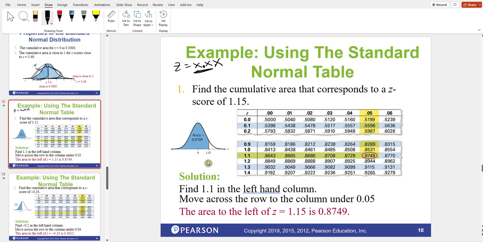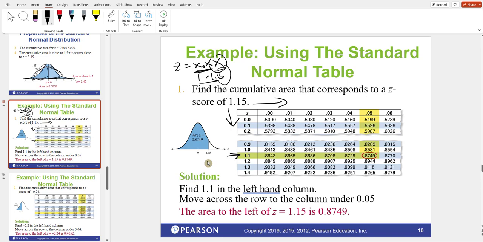Okay, so you look for the first 2 numbers going down, and then you look for the last number going across. So the z will always be x point xx, right? In this case, it's 1.15. The first 2 numbers we're going to look for going down, that's 1.1, here in yellow. And then the last number, which would be 0.05, will be going across.